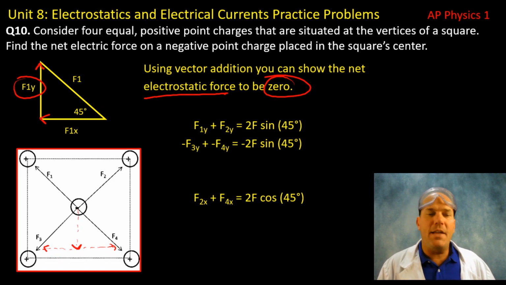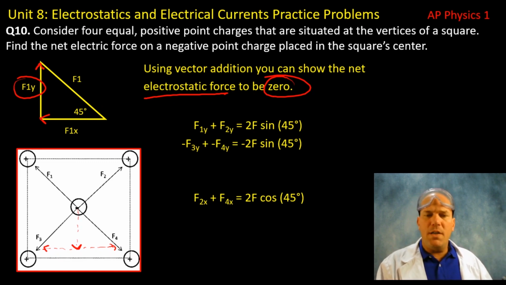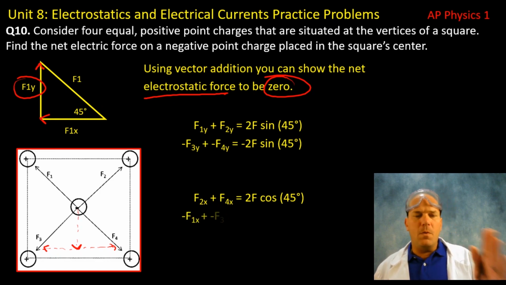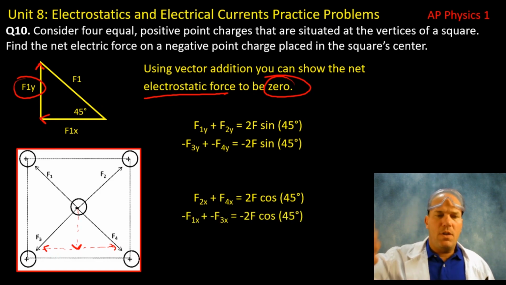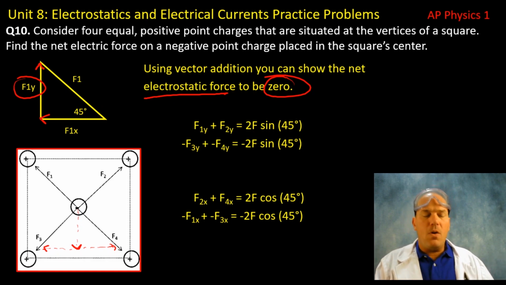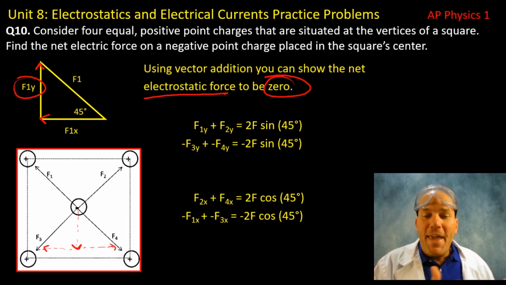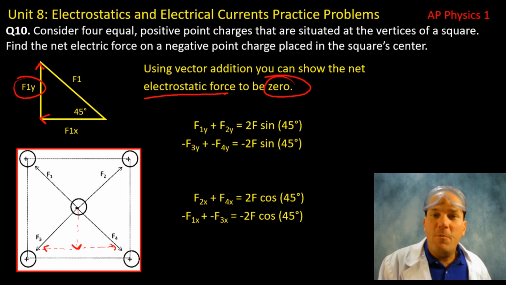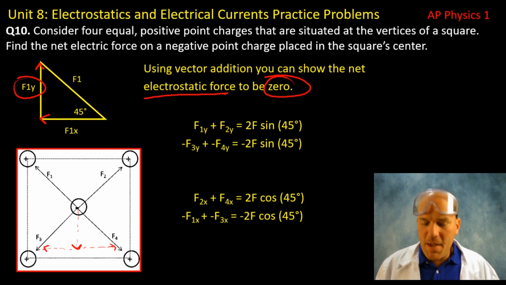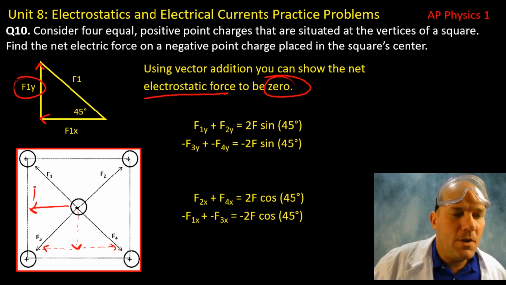Now let's look at the left and right. Okay, we'll do the same thing, except this time we have forces 1 and 3 and forces 2 and 4. So forces 2 and 4 are to the right, so they're positive. Forces 1 and 3 have a leftward component, so they are both negative. All right, and that's force 1.